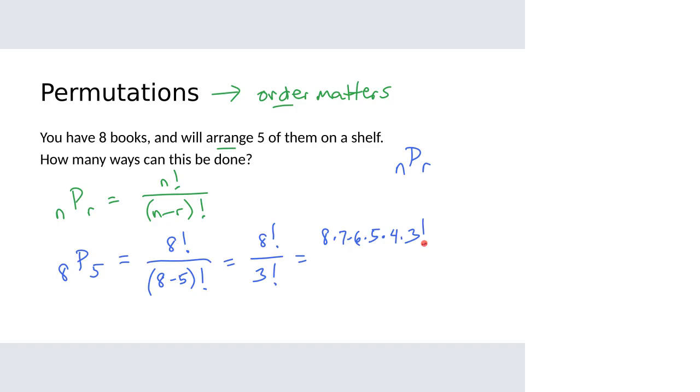And this is sort of a nice shortcut we get here in that I'm writing 8, 7, 6, 5, 4, 3, 2, 1. But when I get here, I'm going to write 3 times 2 times 1 that way. The reason that I do that is because in my denominator, I have this 3 factorial, and those will cancel each other out. And now all I've got is 8 times 7 times 6 times 5 times 4. And there are 6,720 ways that we can arrange 5 of 8 books on a shelf.